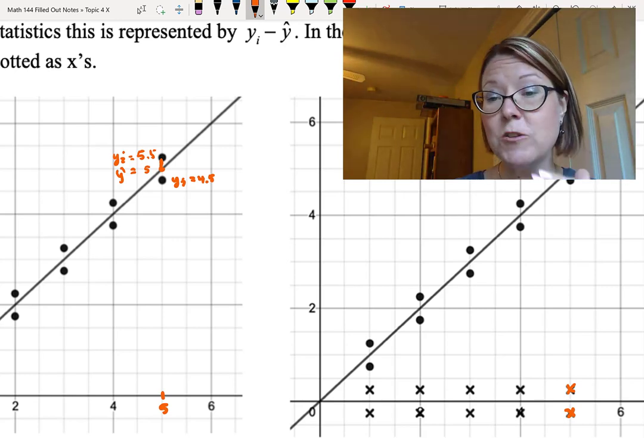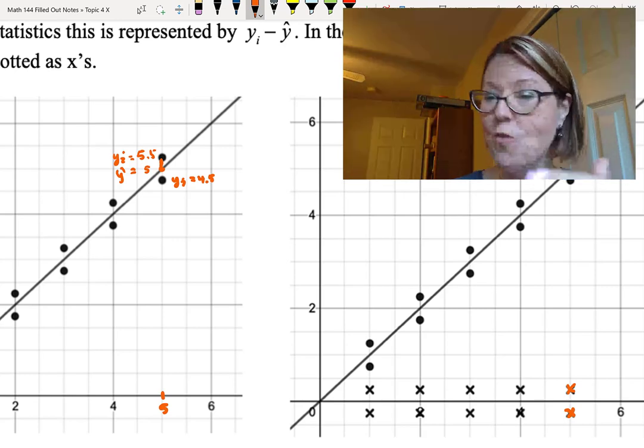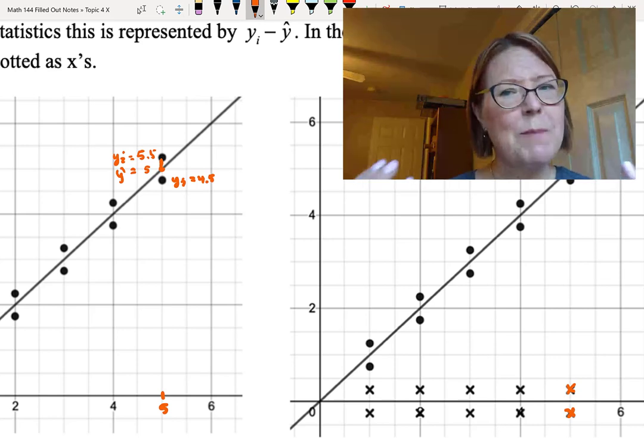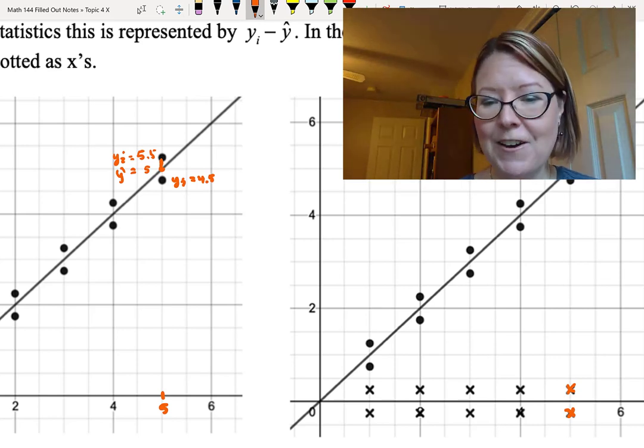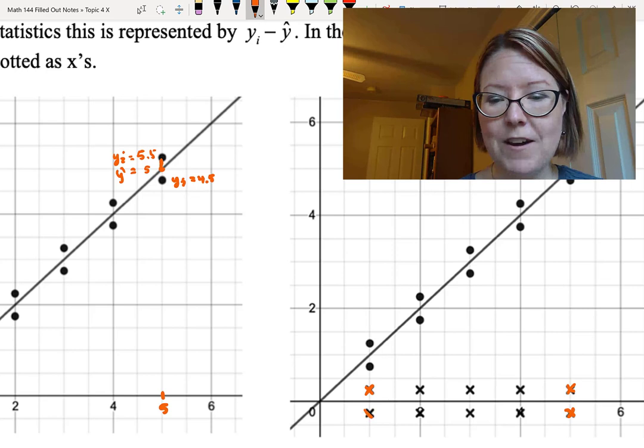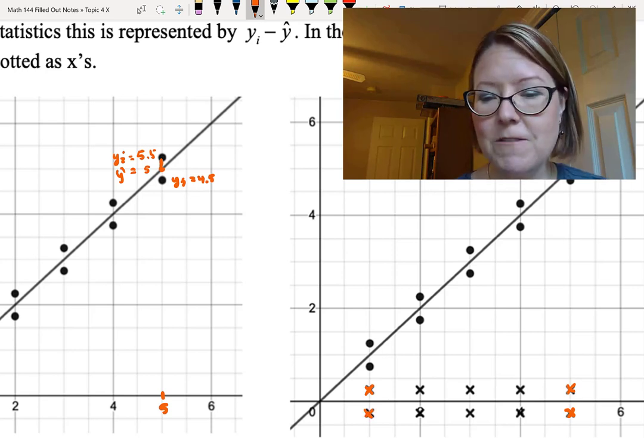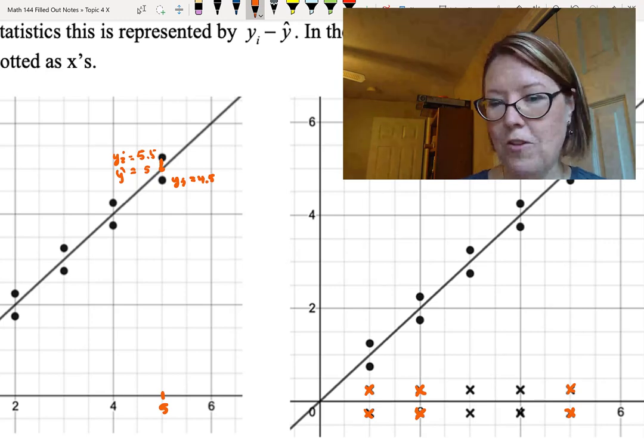And because those points are all equidistant from the line, one above and one below, we have a pretty boring set of residuals. For the x value of 1, the residual is at 0.5 and negative 0.5. For the x value of 2, the residual is at 0.5 and negative 0.5, etc., through all the values.